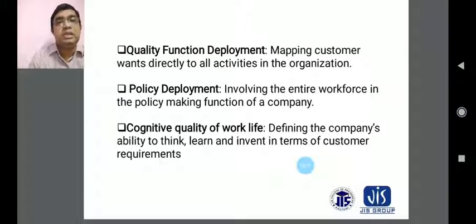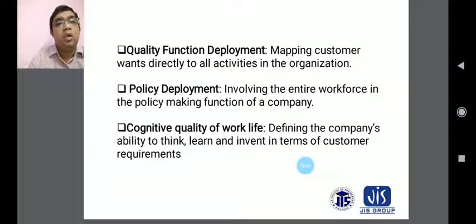And another thing is policy deployment. Policy deployment is about which type of policy will be taken regarding your customers, your inside workers, and also the employers, and you have to correlate all these things in policy deployment, involving the entire workforce in the policy-making function of a company.